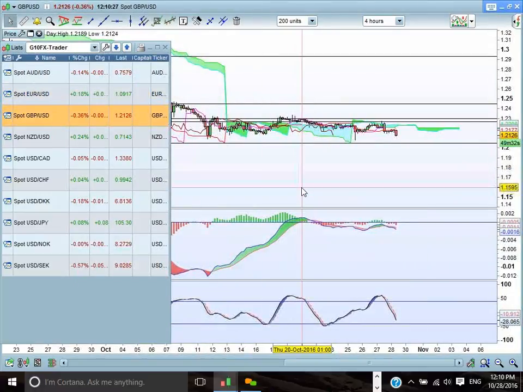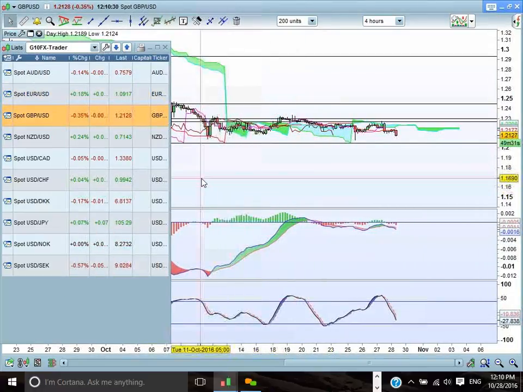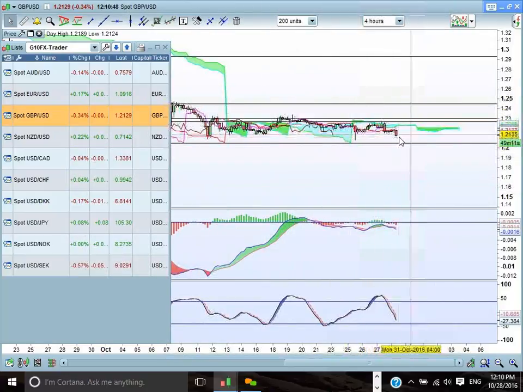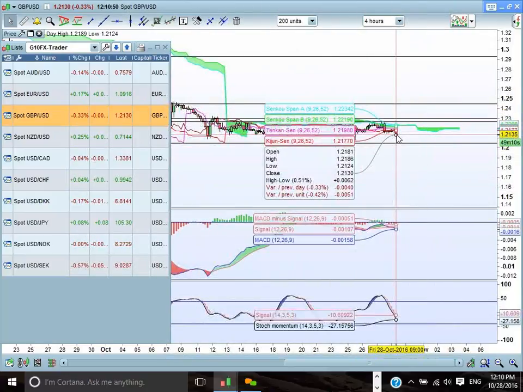Sterling US dollar, not a particularly interesting chart on a 4-hour basis. It's been grinding sideways. So we now need to see a breakout or a breakdown out of that channel. So technically, there isn't really much of a trend on the 4-hour chart basis. The cloud is thin. A thin cloud is always an indication of very weak support or resistance. So it could go either way.